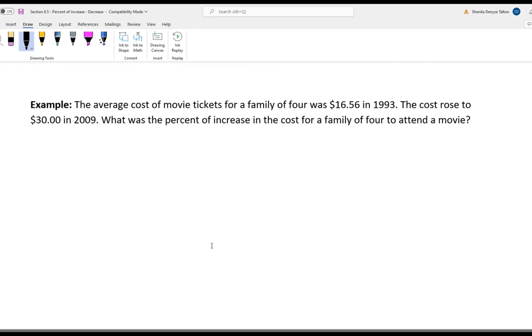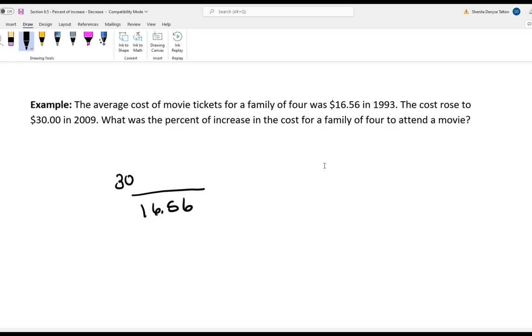The average cost of movie tickets for a family of 4 was $16.56 in 1993. The cost rose to $30 in 2009. What was the percent of increase in the cost for a family of 4 to attend the movie? Okay, so the original amount was $16.56. We have to figure out, well, how much did it increase by?